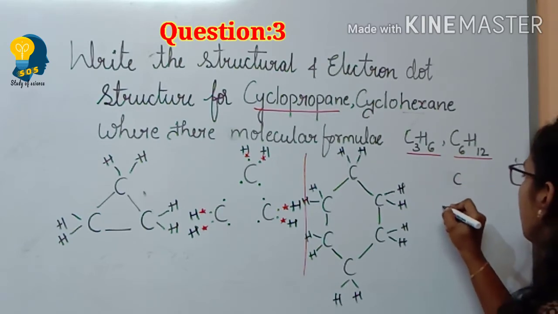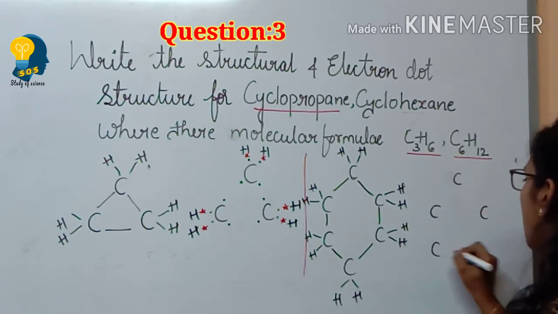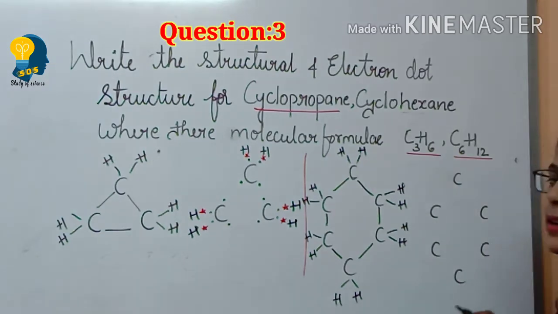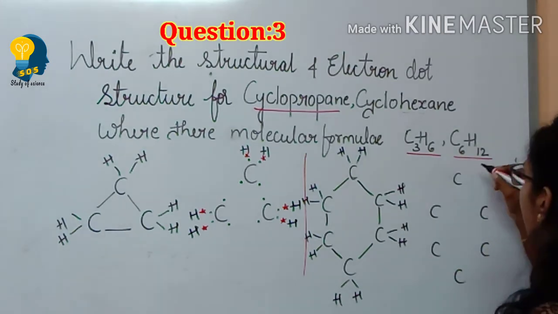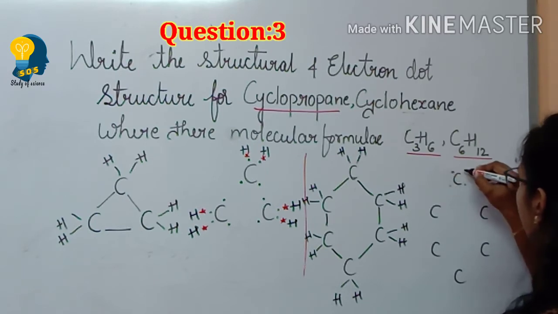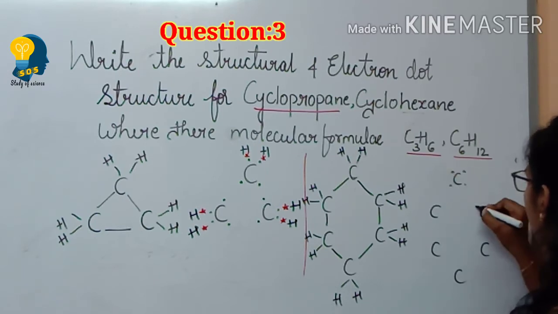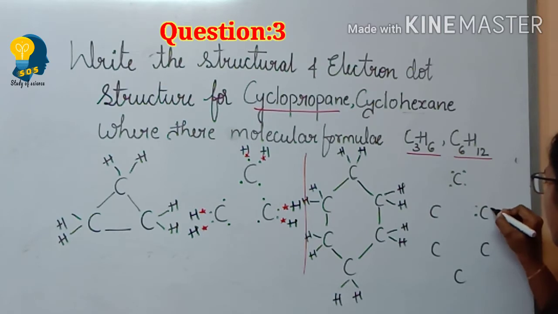1, 2, 3, 4, 5 and 6. Correct? So 6 carbon atoms, and you know that each carbon atom will be having 4 valence electrons. So let me write 4 valence electrons: 1, 2, 3, 4. Then here also 1, 2, 3, 4.